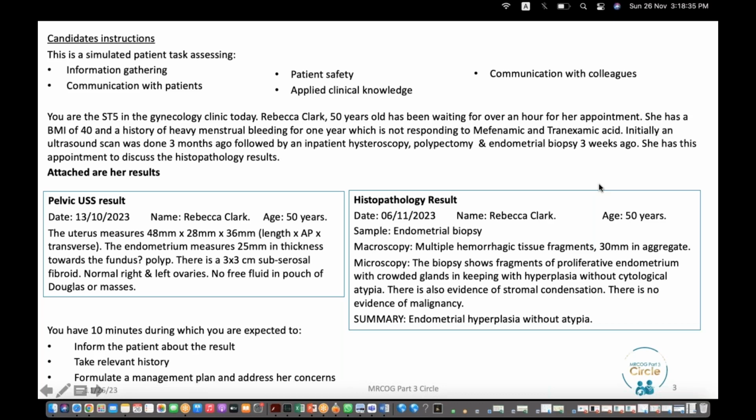Initially, an ultrasound scan was done 3 months ago, followed by an inpatient hysteroscopy, polypectomy, and endometrial biopsy, and that was done 3 weeks ago. So part of her workup for her heavy menstrual bleeding.